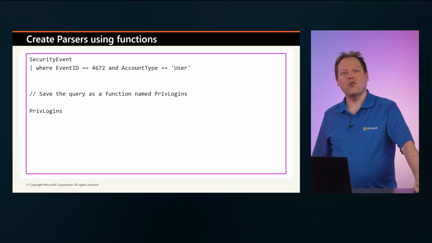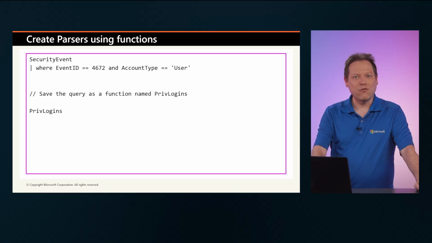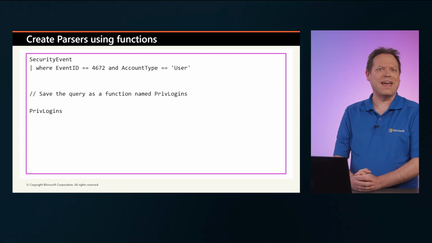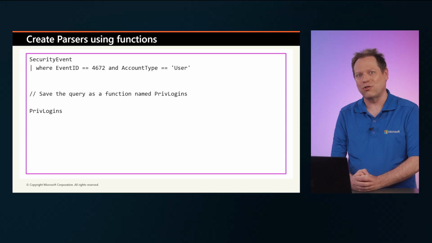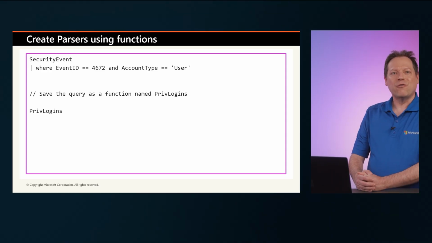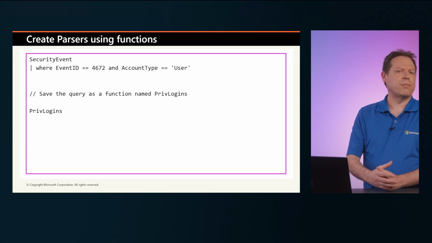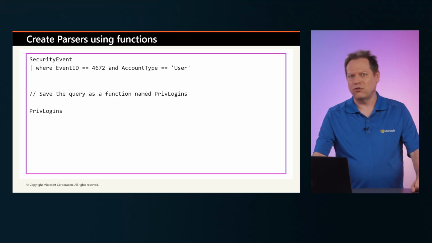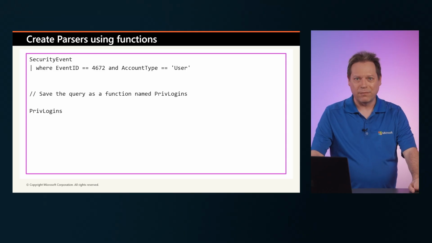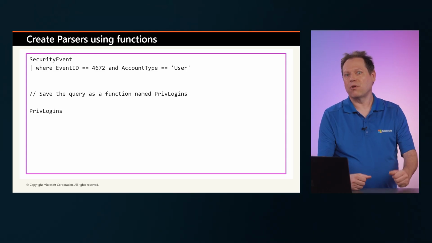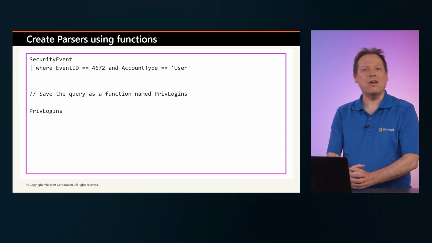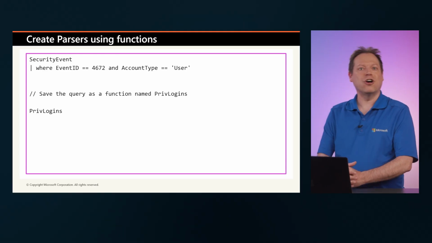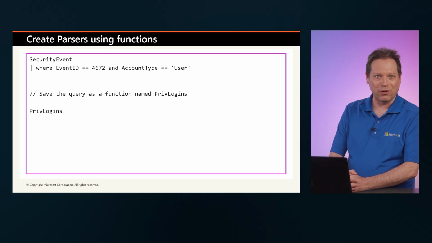To make your KQL reusable, you can save queries as functions, especially useful for parsers and common investigation patterns. For example, you might start from SecurityEvent, filter by event ID equals 4672 and account type equals user, and then save the query as a function named PrivilegeLogin. After it's saved, you can invoke it by simply calling PrivLogins, just like you would reference a table.